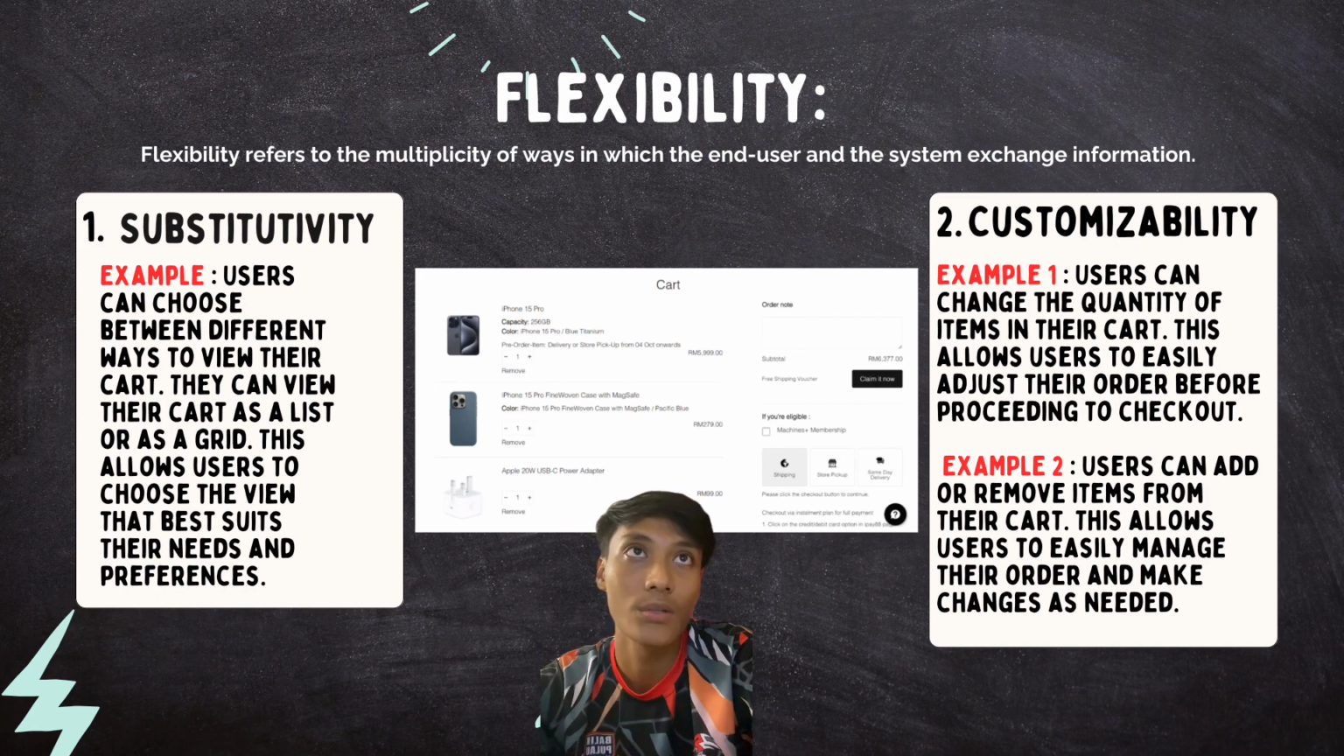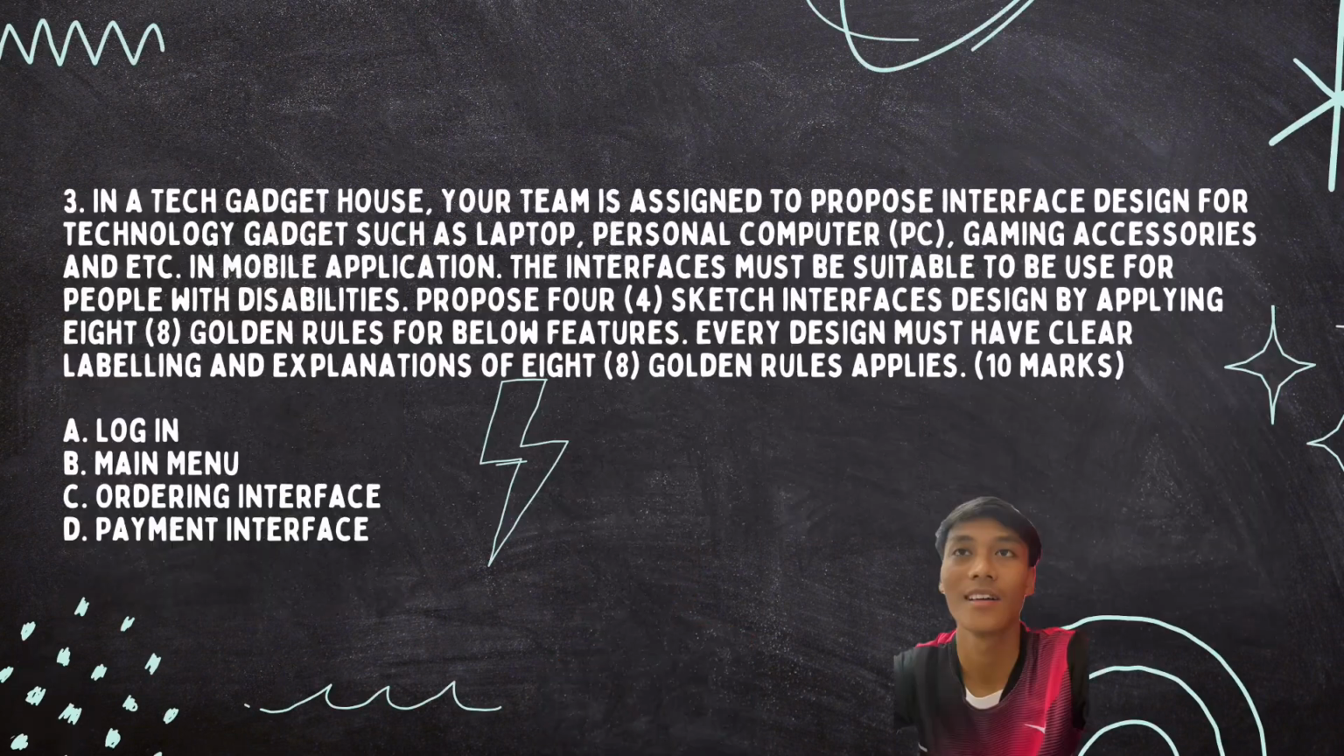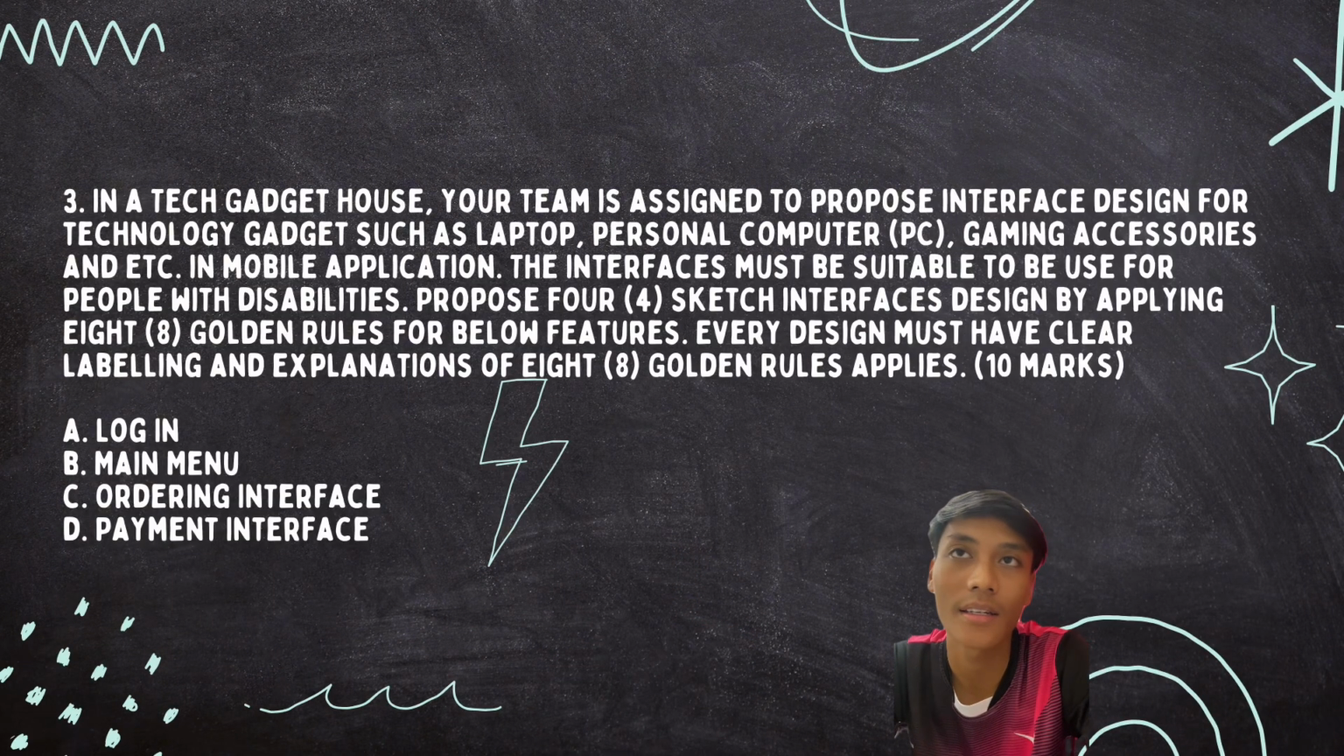For example 1 is user can change the quantity of items in their cart. This allows user to easily adjust their order before proceeding to checkout. For example 2, user can add or remove items from their cart. This allows user to easily manage their order and make changes as needed. That's all.